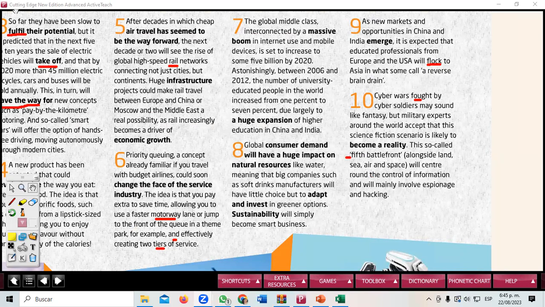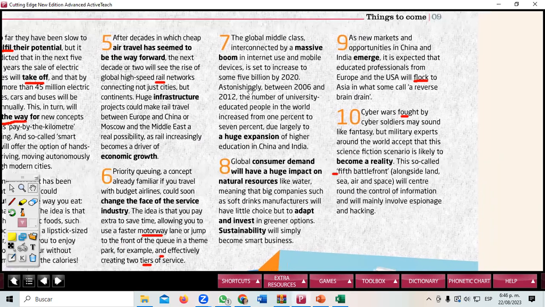Julian, can you read number 8? Hello? Okay. Yeah. Global consumer demand will have a huge impact on natural resources like water, meaning the big companies such as soft drinks manufacturers will have little choice but to adapt and invest in greener options. Sustainability will simply become smart business. Yes, sustainability would simply become smart business.